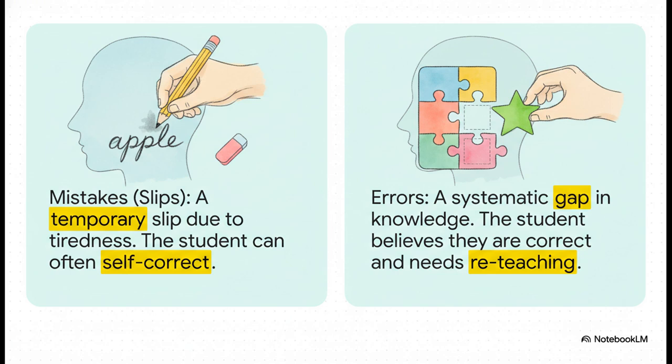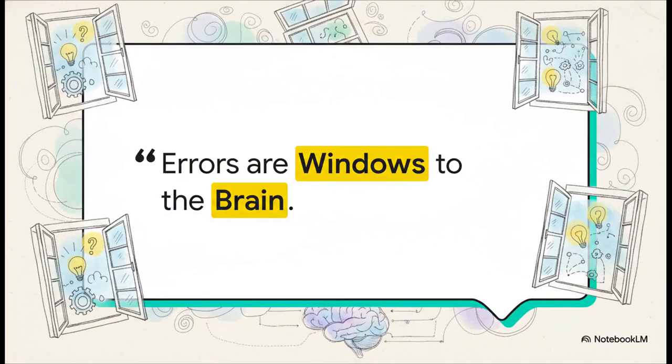A mistake is just a slip-up. Maybe the student is tired or a little anxious. If you point it out, they can usually fix it themselves. But an error, that's different. An error points to a real, systematic gap in their understanding. The student genuinely thinks their answer's right. And that's a huge clue for a teacher that, okay, this topic needs to be taught again, probably in a totally new way. This is probably one of my favorite ideas.